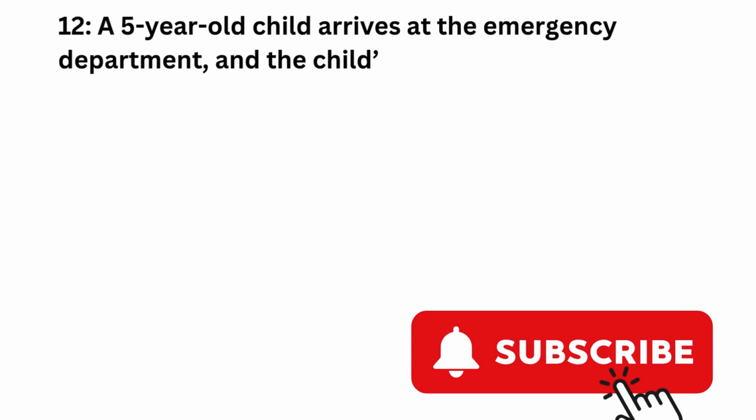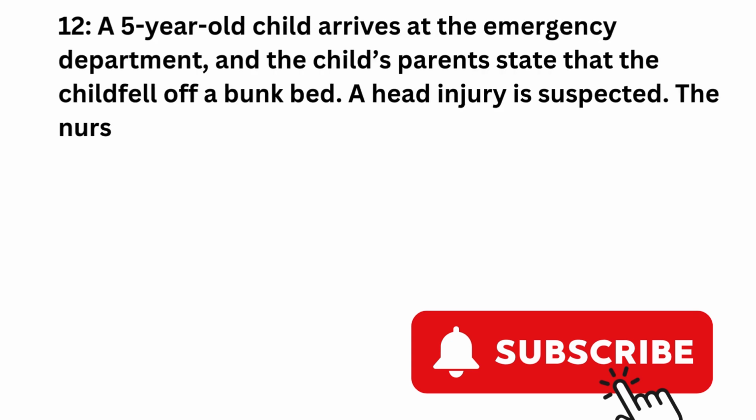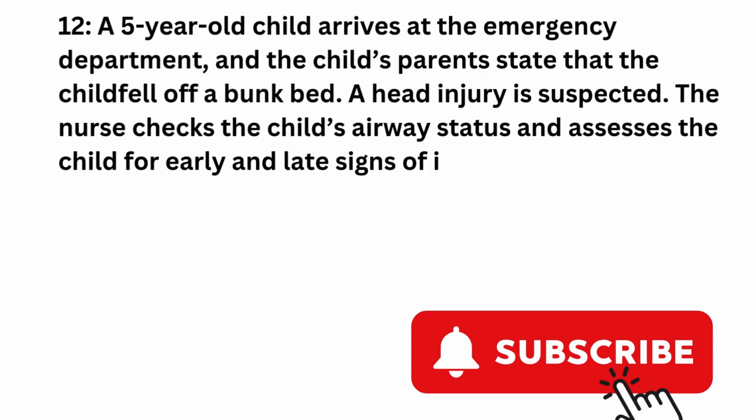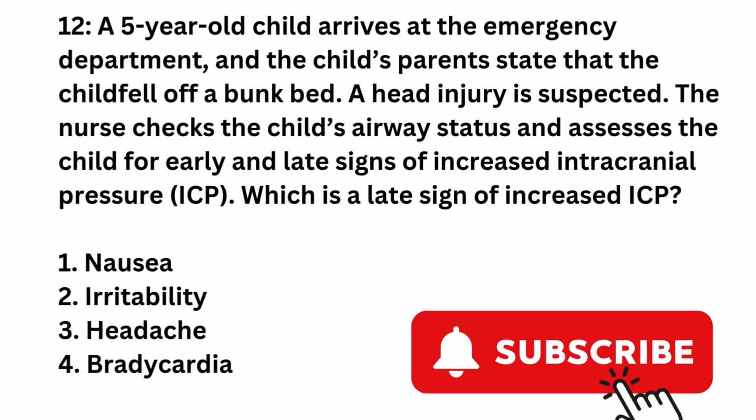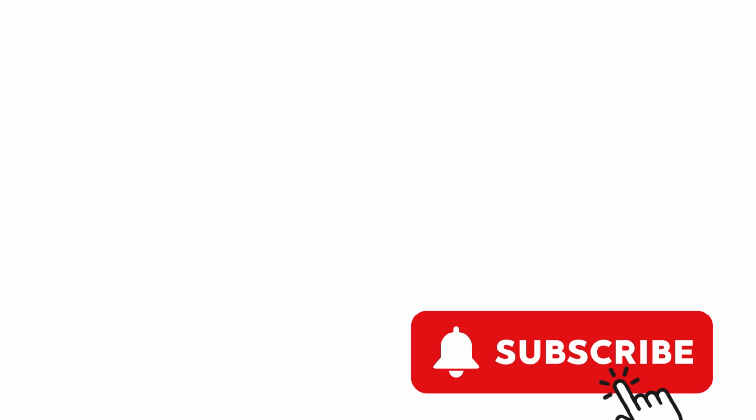A 5-year-old child arrives at the emergency department, and the child's parents state that the child fell off a bunk bed. A head injury is suspected. The nurse checks the child's airway status and assesses the child for early and late signs of increased intracranial pressure, ICP. Which is a late sign of increased ICP? 1. Nausea. 2. Irritability. 3. Headache. 4. Bradycardia.